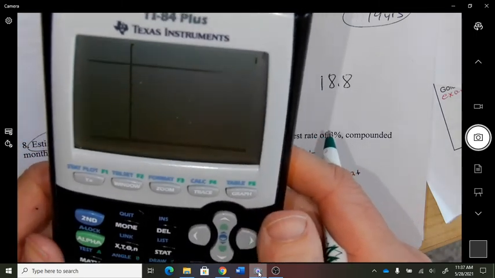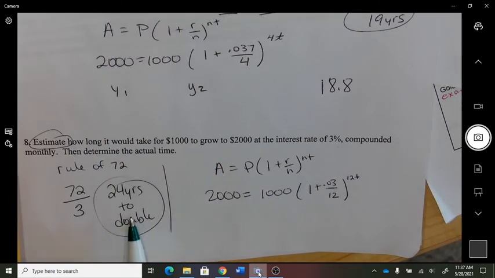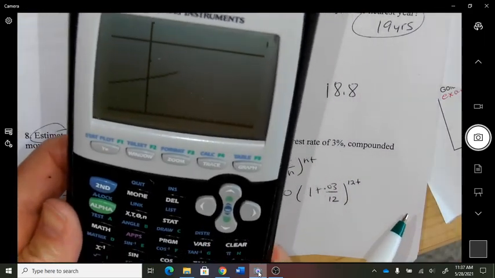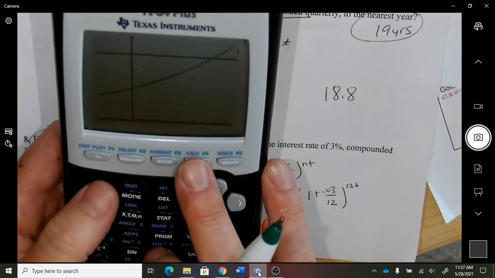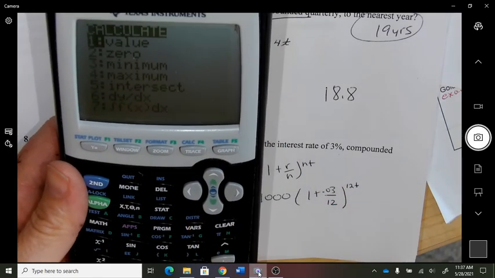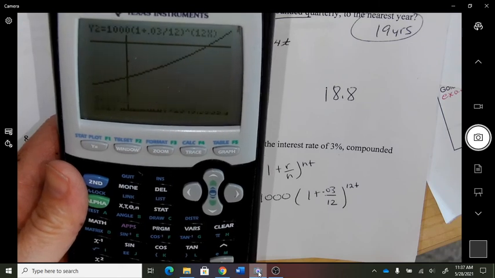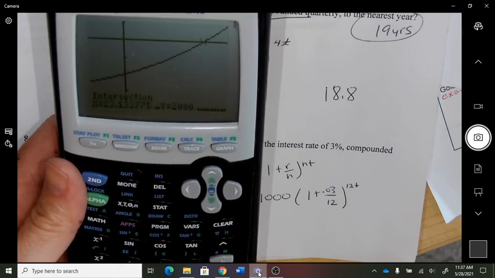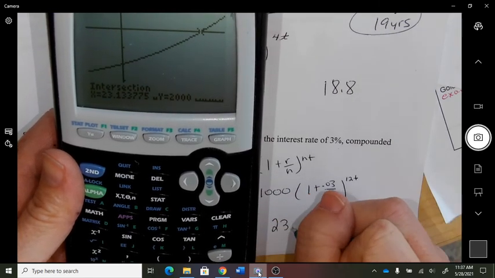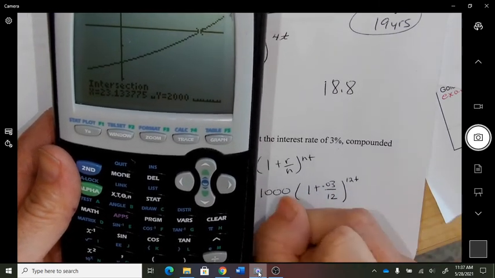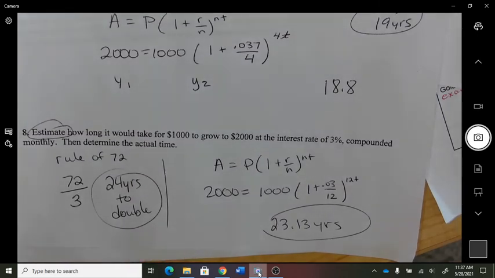Let's see, we already know 24-ish should be our x, so remember I set mine to 30, so I should be good. So when did my money reach there? Intersect. 23.13 years. So you can see how pretty close that approximation is.